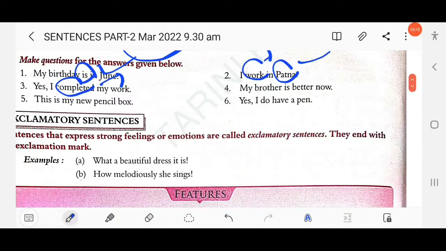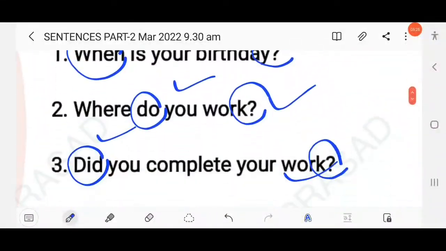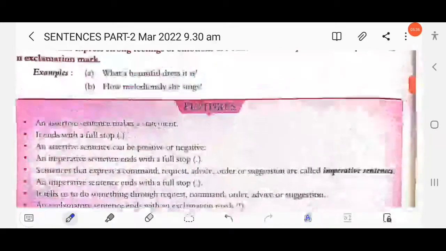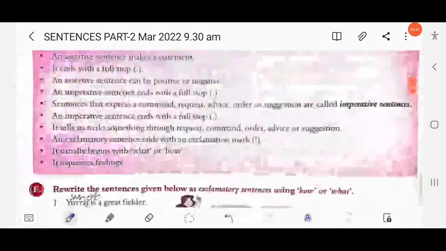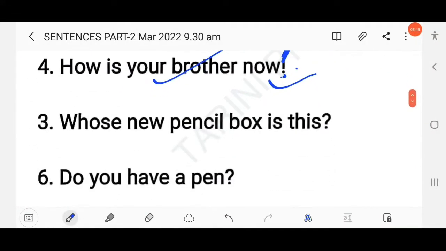Next, my brother is better now. Simple present tense is used, is. Here you have to use the WH word: How is your brother now? You need to use a question mark. Next, this is my new pencil box. Simple present tense is also used. So: Whose new pencil box is this? Whose.